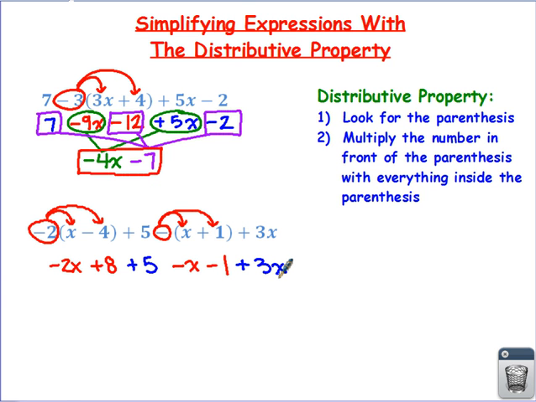And once again, all we've got to do is combine our like terms. So I'll combine all of my x's first. So negative 2x plus a negative x plus a 3x. So negative 2 plus negative 1, that's going to give me negative 3x plus a 3x. That actually all ends up being 0. So since it all ends up being 0, I could cancel all of them out.